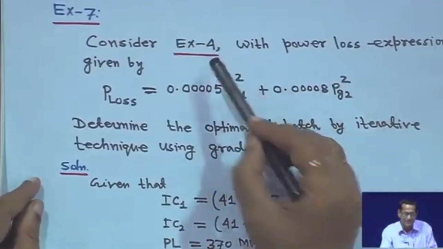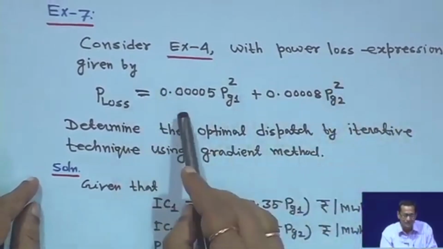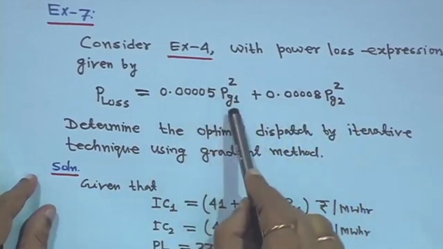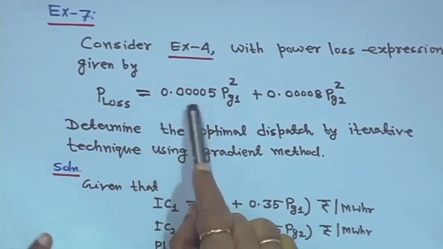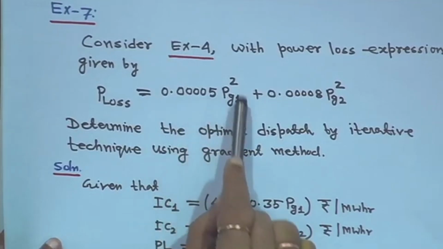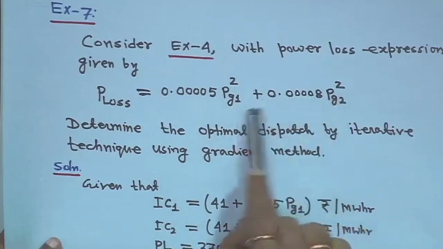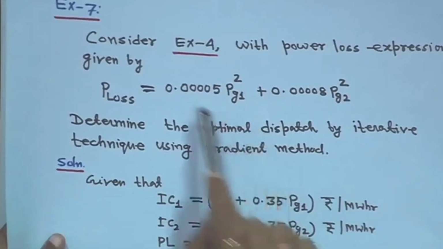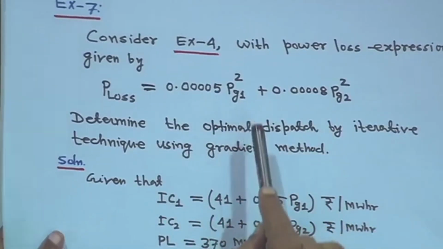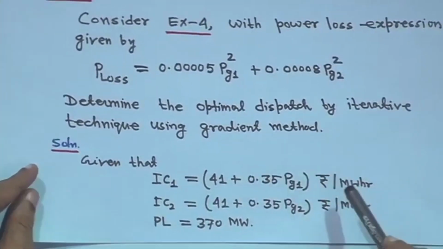Consider now example 4, with a power loss expression. Example 4 has the same data, but this loss expression we will take. P loss is equal to 0.00005 Pg1 square plus 0.408 Pg2 square. This loss expression is given, that is B11 and B22. The other things about the B coefficient I will tell you at the end, when this economic load dispatch is over, after that I will derive it for you.